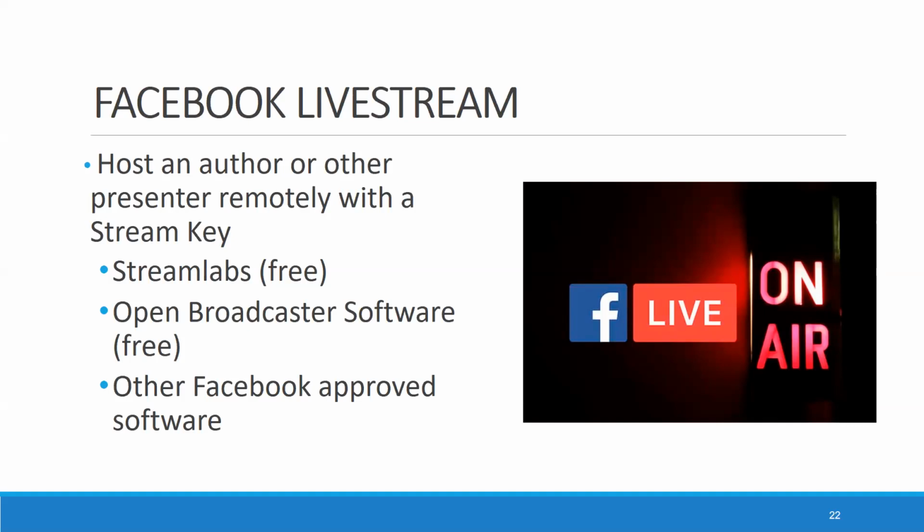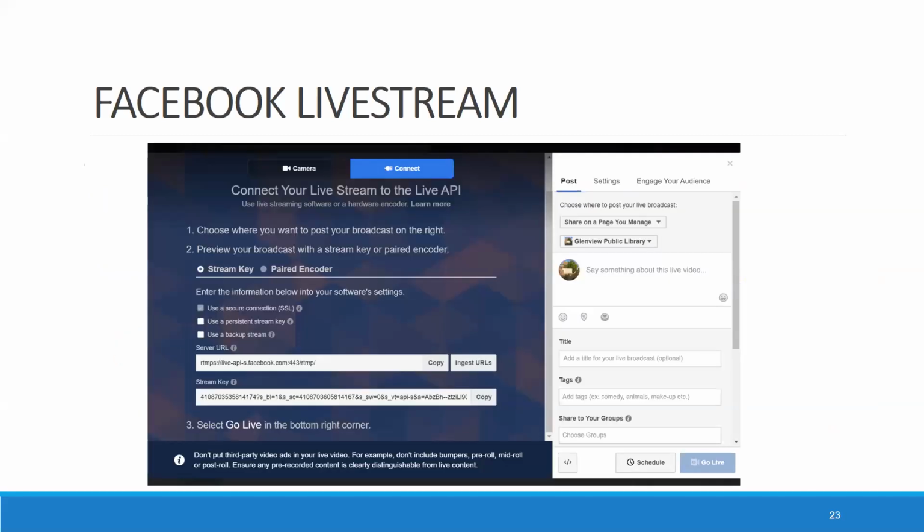But you can give your author a stream key and they can run it through a third-party software, and you don't have to worry about giving out passwords or making someone an admin and taking them off of the admin list. So here's just a little view of what it looks like when you go to stream something. The stream key is basically information you send them on the page right now, and that allows them to put it into their third-party software, and then they will be able to stream to your Facebook page.